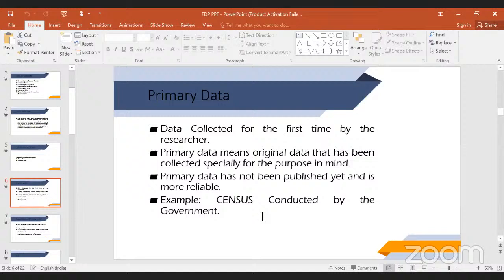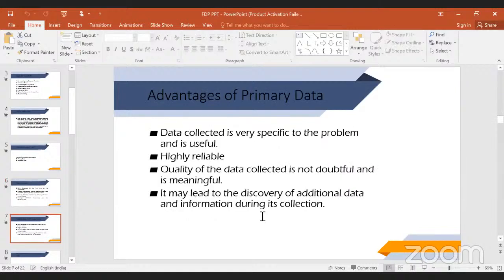Another example, which is the most commonly used example here, is the census conducted by the government. Every 10 years, the government conducts a census to know the status of the population, and how many categories are there in each segment of the population. So census is one of the most important examples of primary data collected by the government for its research.